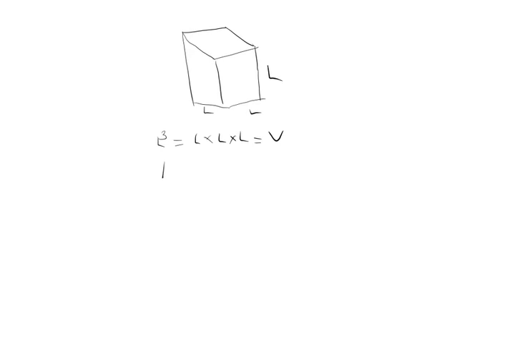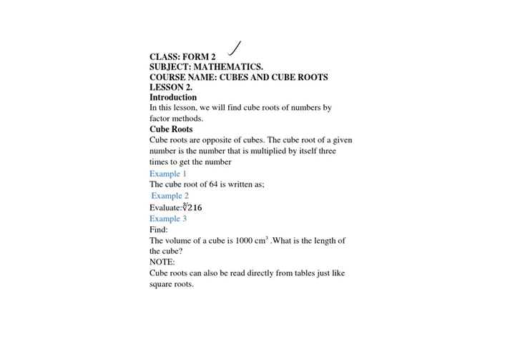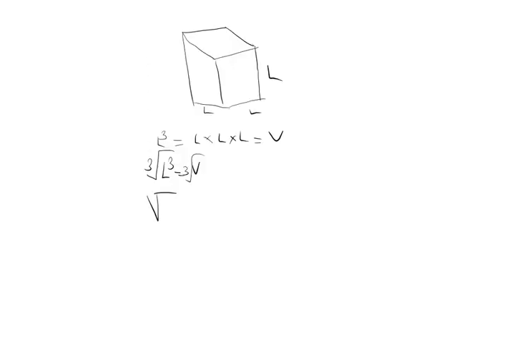So if we want to get the length of a cube from the volume, then we have to find the cube root of the volume. So we find the cube root, and in our case the volume is given as 1000. So basically we are supposed to find the cube root of 1000. We express it in factor form.